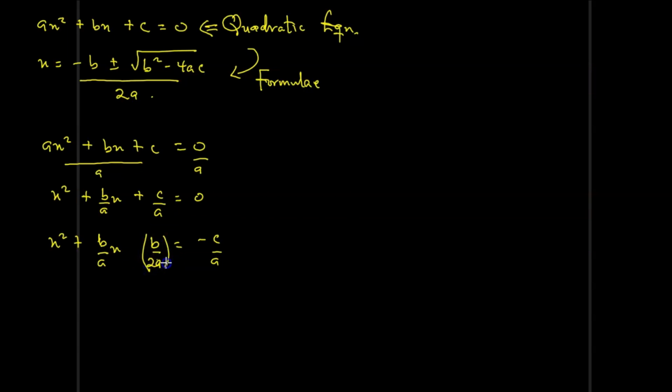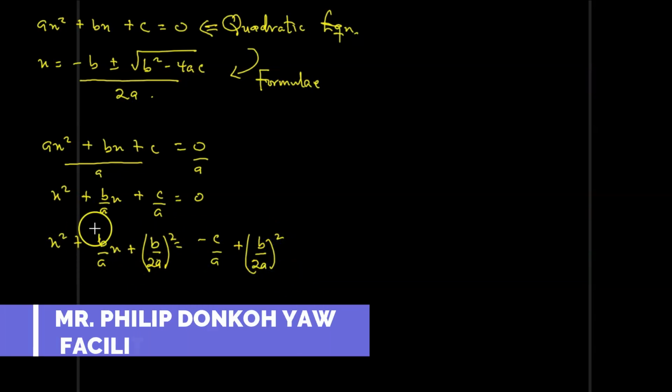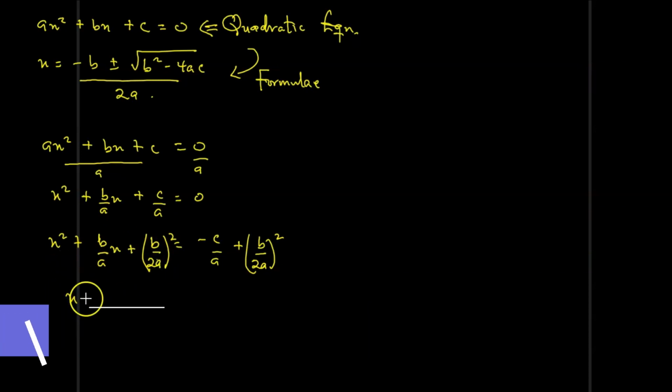Then you square the solution. Then you add it to the left hand side, and the same answer must be added to the right hand side. So plus (b/2a) all squared. At this point, the expression on the left hand side has become a perfect square. So you can write a factor for that perfect square, and that will give us (x + b/2a) all squared.